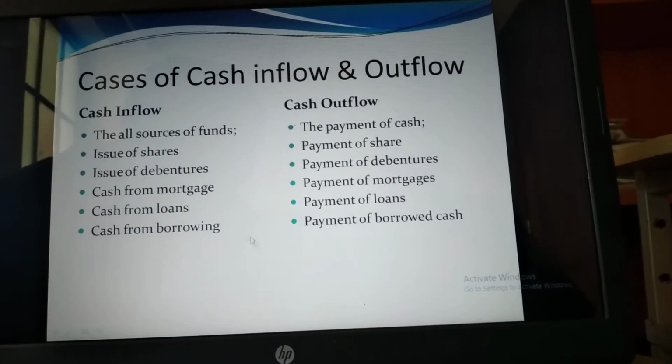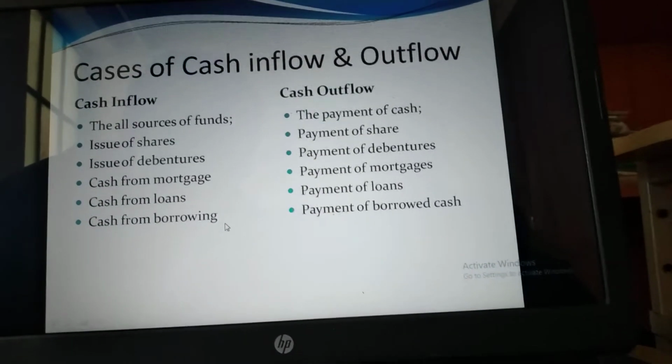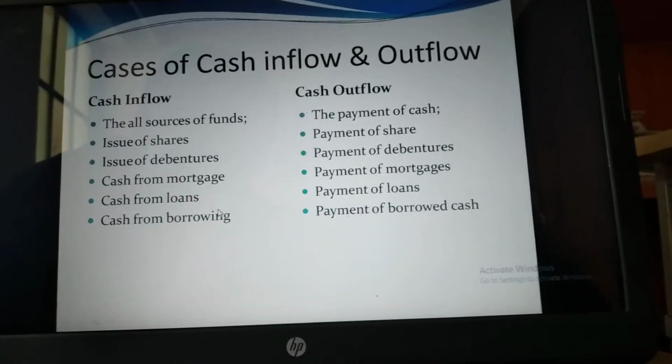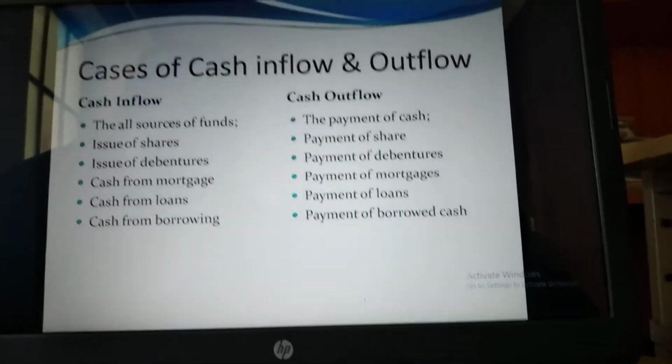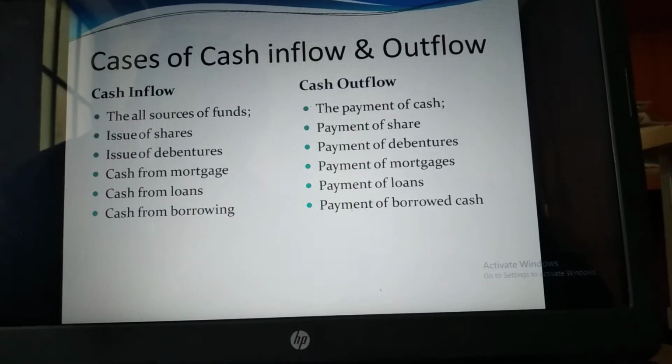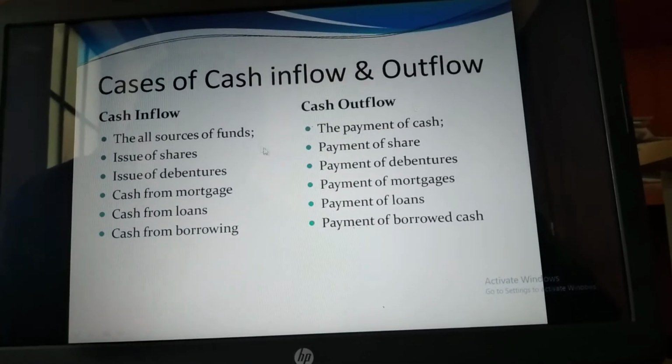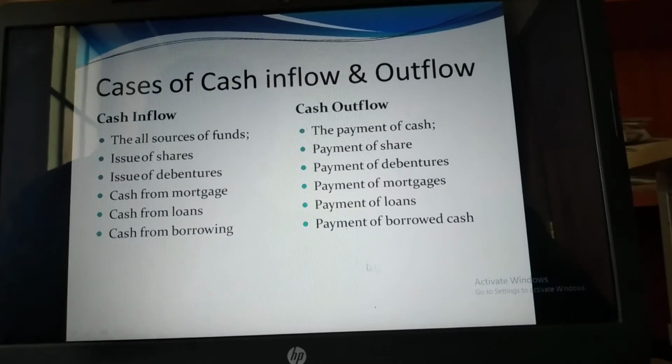Now, borrowing means there is no interest attached to it. Loans means interests are attached to it. For loans, you must have a guarantor or security. In borrowing, there is no security. So these are the cases which cause inflow and outflow.